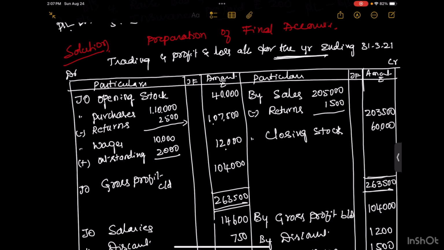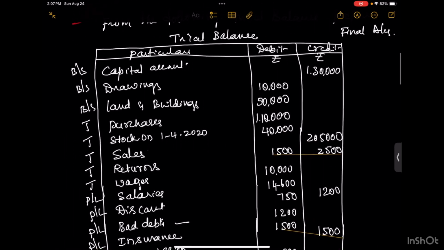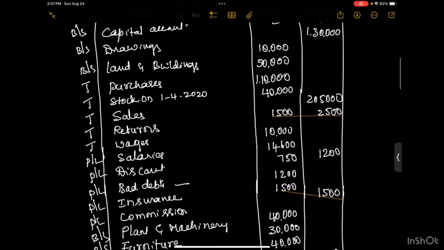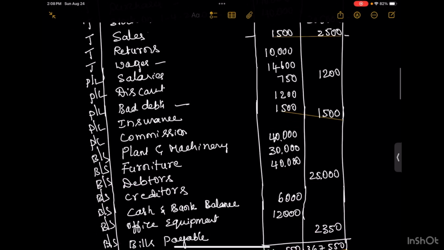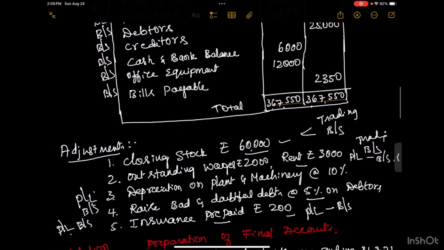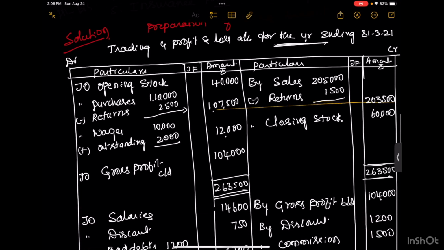Okay, so we have come across this information, opening stock and all that is given. In the trading account, opening stock is there, and purchases is there, less returns. Purchases come on the debit side, returns on the credit side. Sales on the credit side, whereas returns on the debit side. Okay, and we have wages. For that, outstanding wages of 2,000 is given. So this adjustment we are going to record in the trading account.